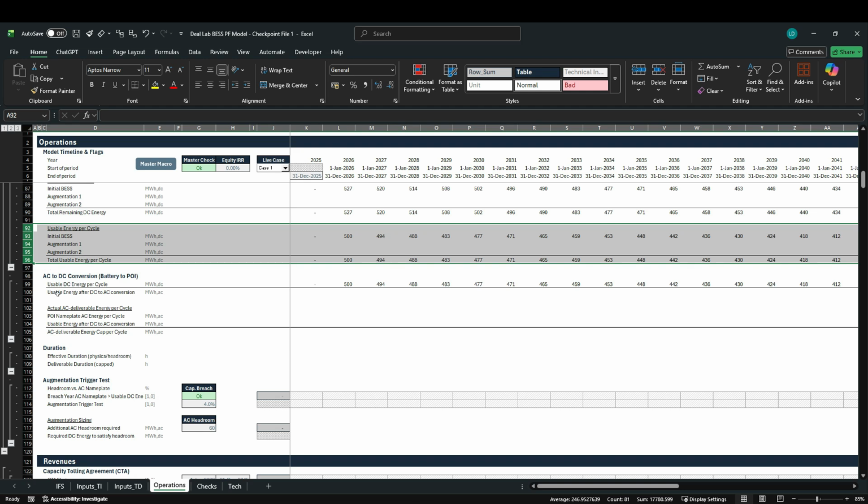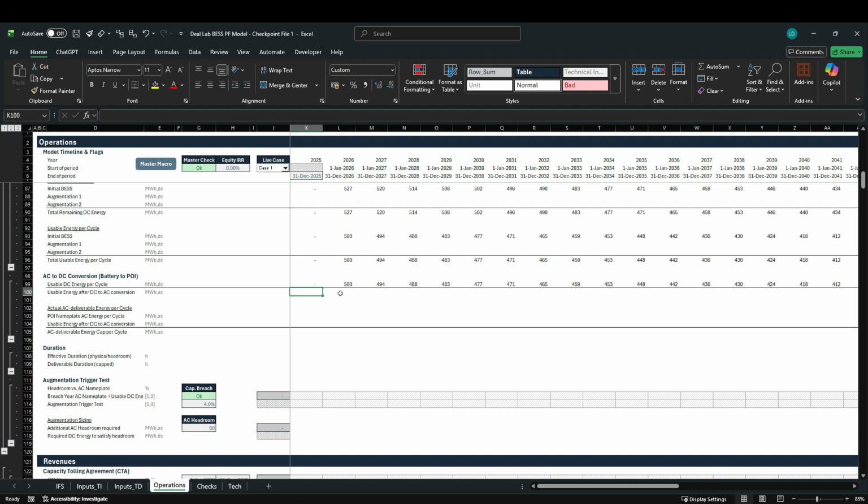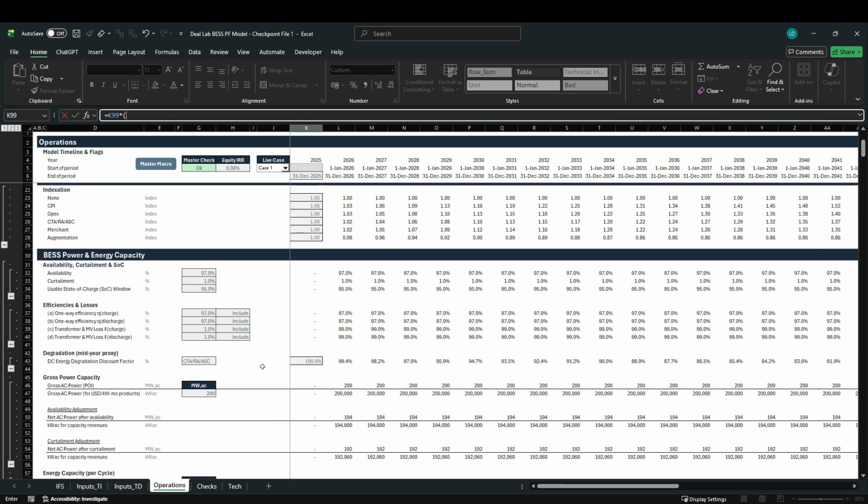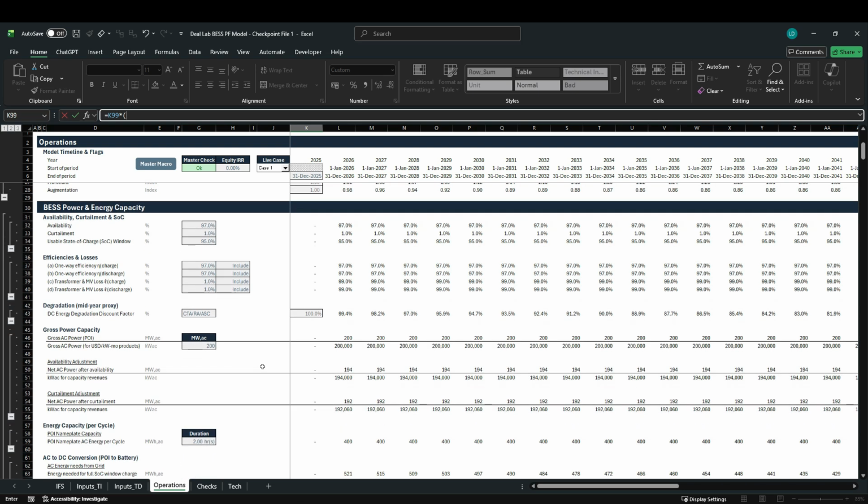And to get from our usable DC energy within our BESS back to the point of interconnection at the grid, what we'll have to do is apply two losses. So we take K99 and multiply it with open parentheses, scroll up, our two discharge efficiencies and losses. So that is row 38 and row 40. So we pick up row 38 and multiply this also with row 40.